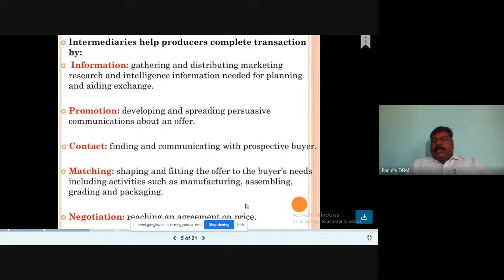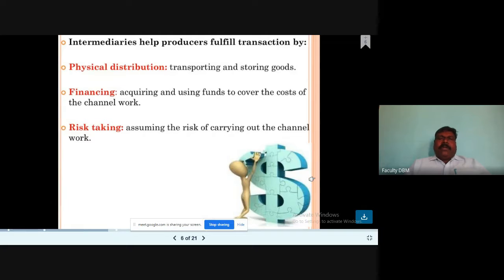Negotiation, reaching an agreement on price. Normally you would have seen, normally we bargain. When we bargain and they agree, only then are they going to close the sale. Otherwise, it is very difficult to close the sale.